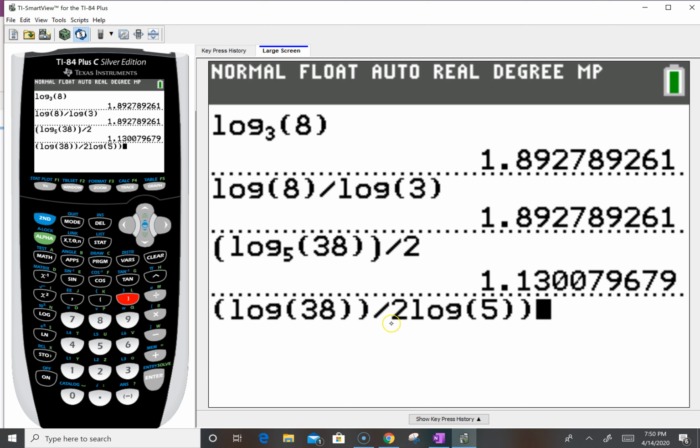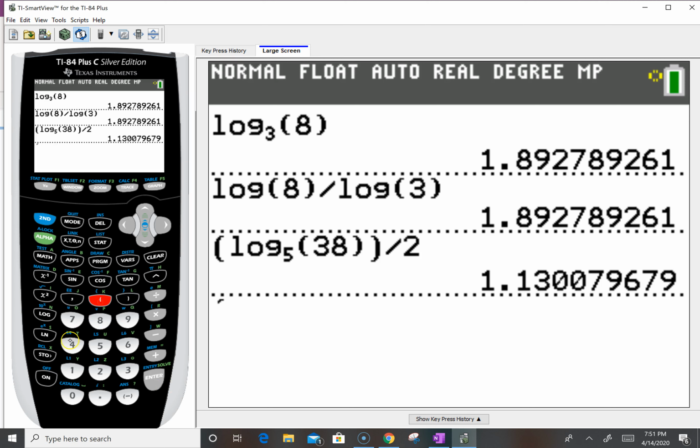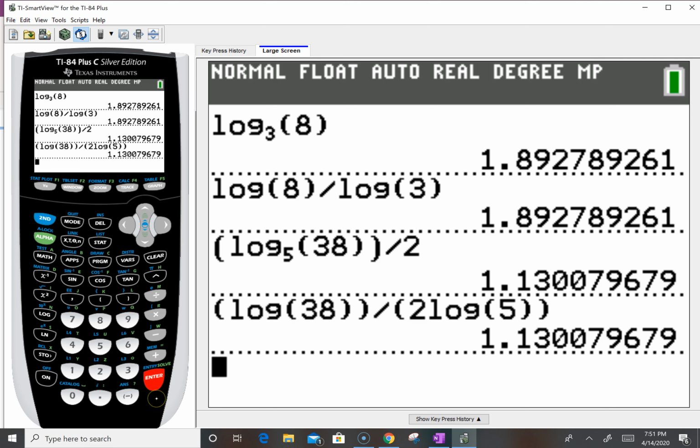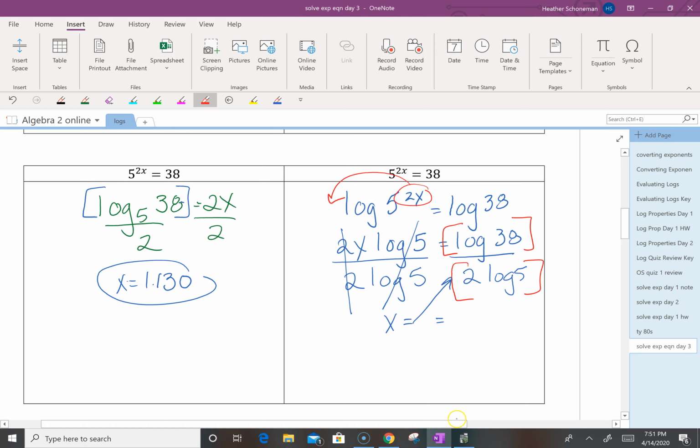Ooh, what did I forget? I forgot that other parentheses. So I'm going to go back over here. Oops, I hit too many times. And I'm going to hit this button. Where did it go? I haven't used it in a while. Insert. It's right above the delete. So I'm going to hit second insert, and it puts a space in there. Okay, so I can hit parentheses, and then I've got the 2 log 5. Okay, hit enter. Oh my gosh, it's the same.